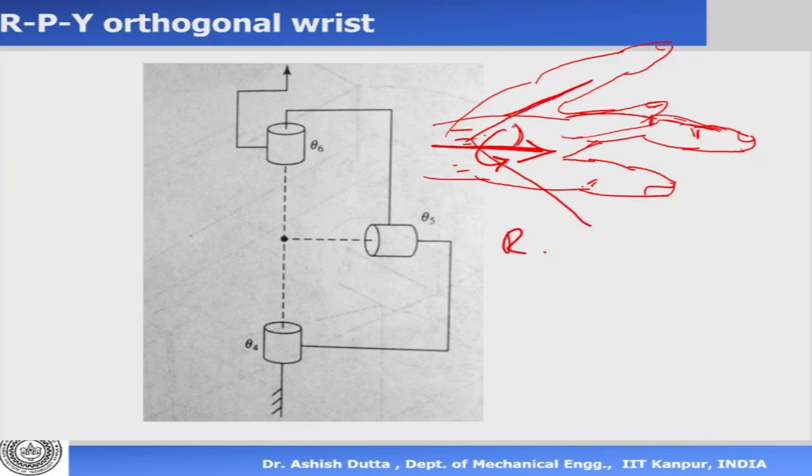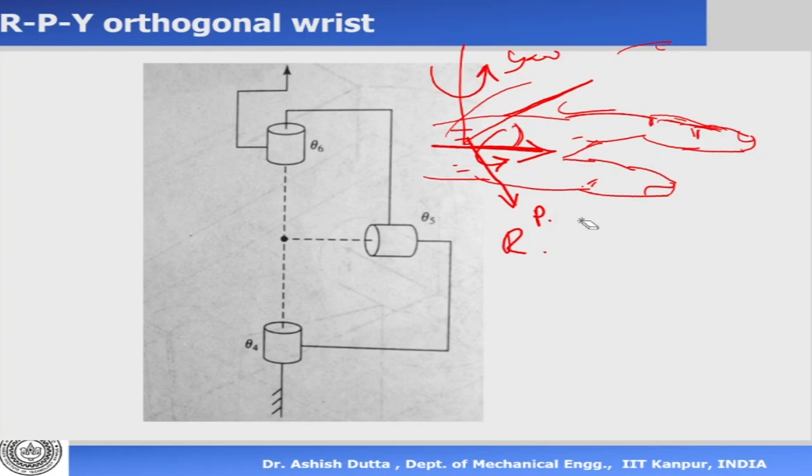Which is the axis about which it is going up and down? It is perpendicular to this plane here. So that's my pitch axis. And then you can also move your hand about this axis. That's called the yaw axis. So we have a roll, we have a pitch, and we have a yaw axis. Please try that on your hand, and it will become very clear what the three axes are.